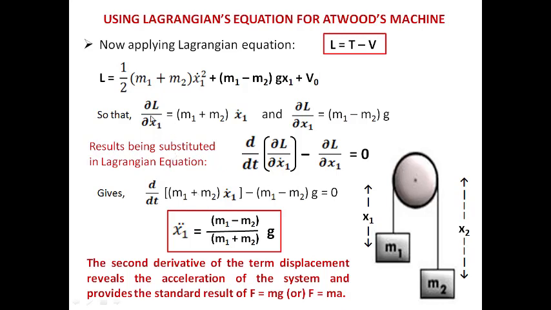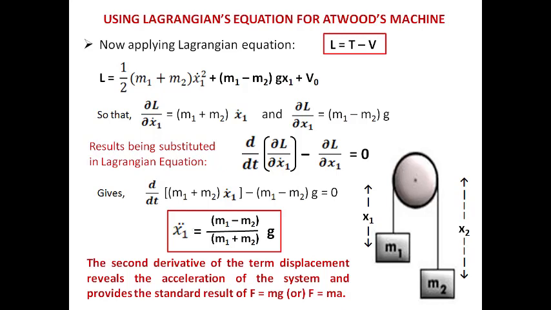So the values of dou L by dou x1 prime and dou L by dou x1 will be substituted in the Lagrangian equation of motion as given here: d by dt of dou L by dou x1 prime minus dou L by dou x1 is equal to 0. This is the general Lagrangian equation of motion. If I substitute the values here, I get the final solution for x1 double prime, because d by dt of x1 prime will be x1 double prime.